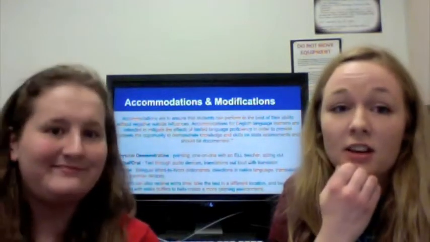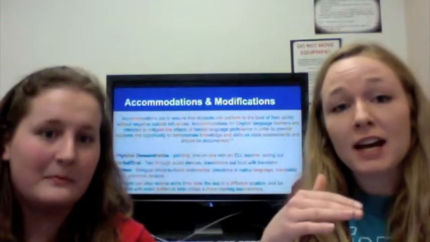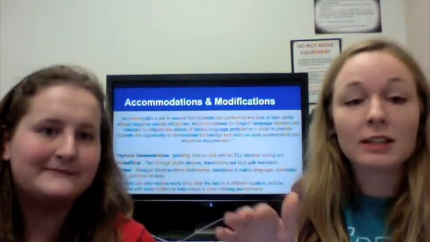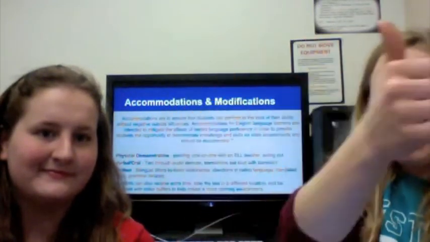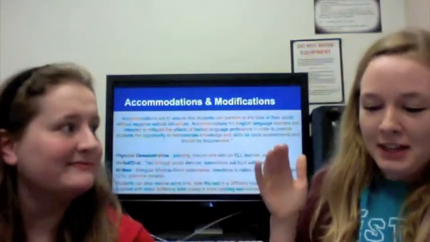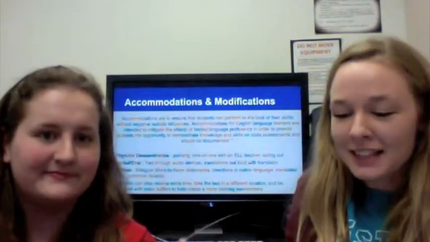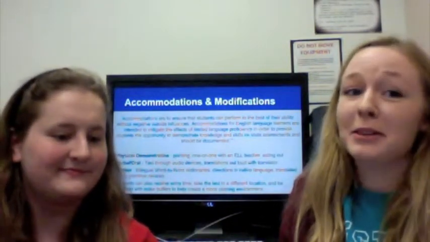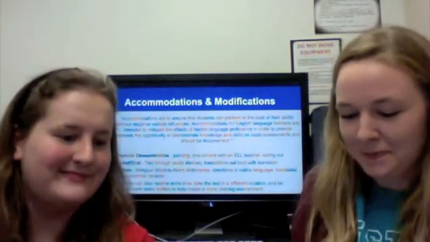And the students can also be given extra time, and they can be in a different location. Oftentimes, if you're the ELL specialist, they'll be in your office. They have manila folders up, so that they're in their own little zone, and you're there supervising. So we can give them a lot of accommodations, which is good.